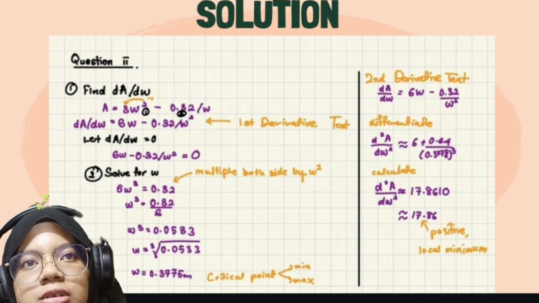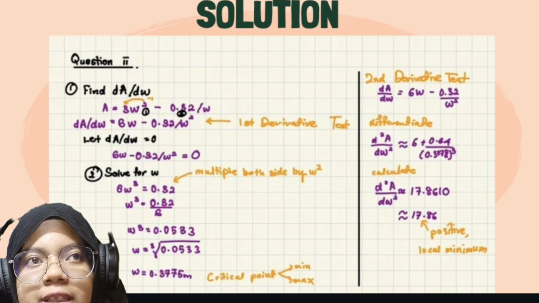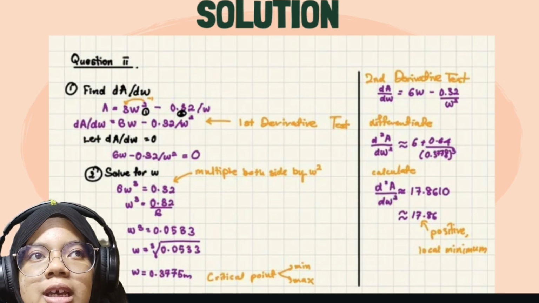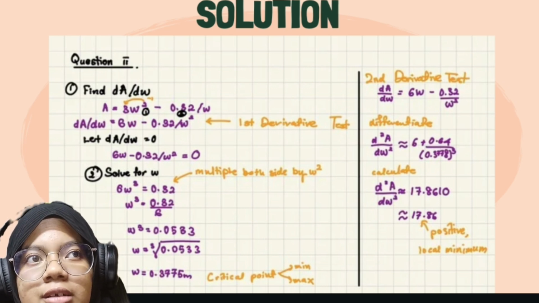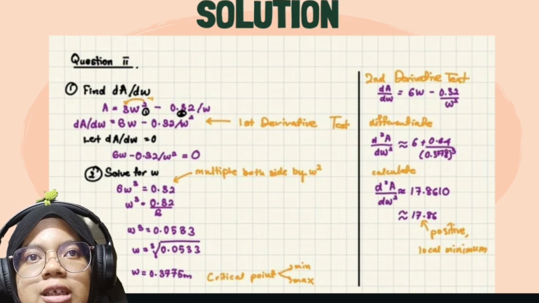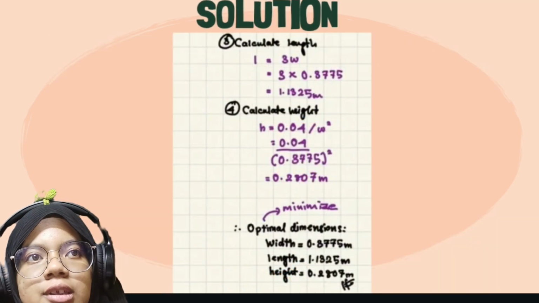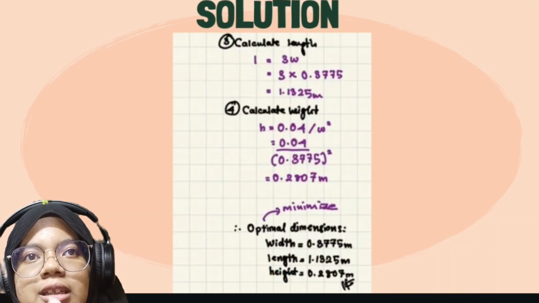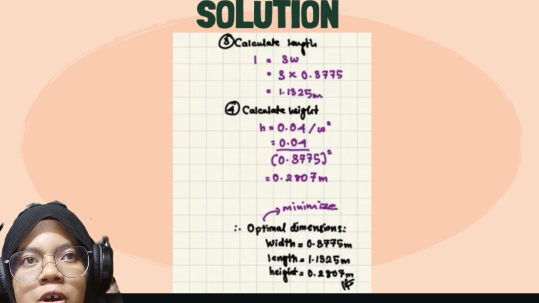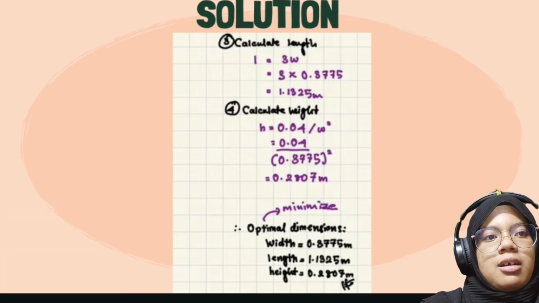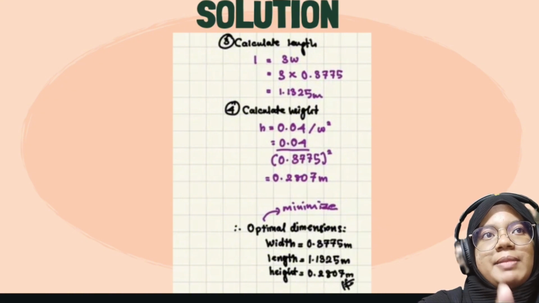Now, we need to solve this equation for W. So we multiply both sides by W², and we get 6W³ = 0.32. And then we divide both sides by 6, and we find that W³ equals 0.053333. Taking the cube root of both sides, we determine that W is approximately 0.3778 meters.